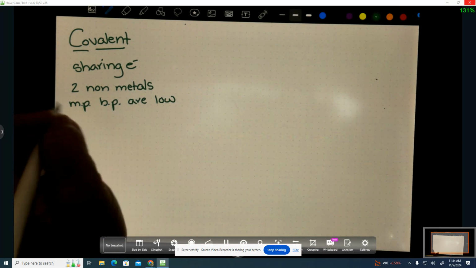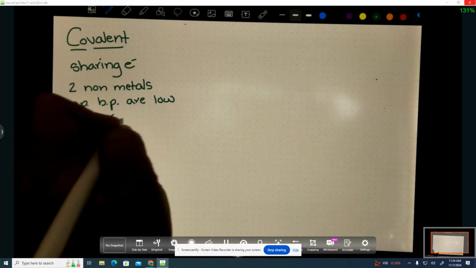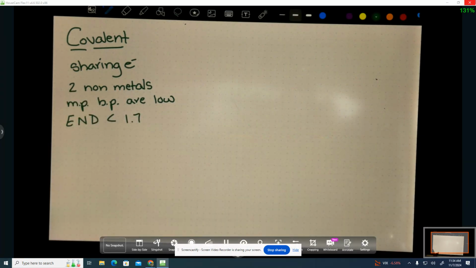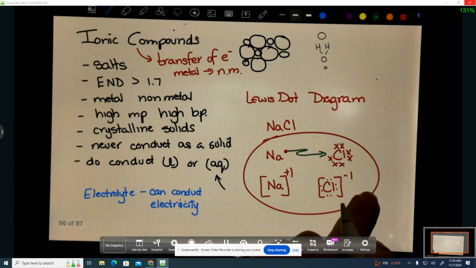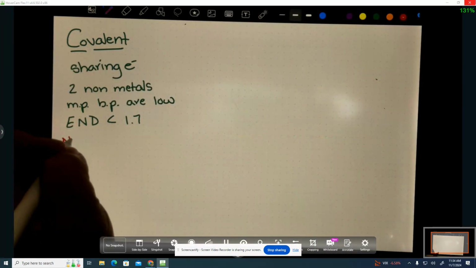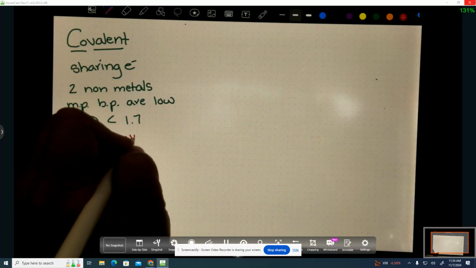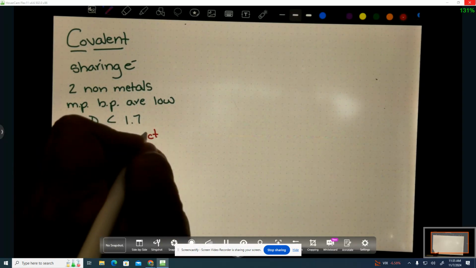Okay? So that's covalent. Their electronegativity difference is going to be less than 1.7. I didn't write soft and smushy. And these suckers never conduct electricity. Doesn't matter where they are.